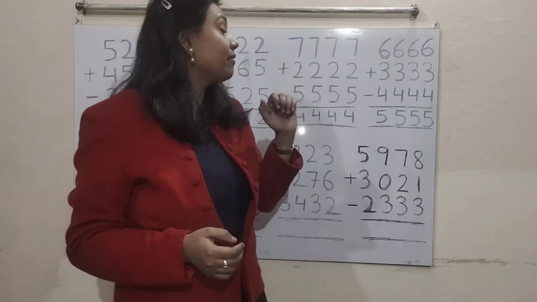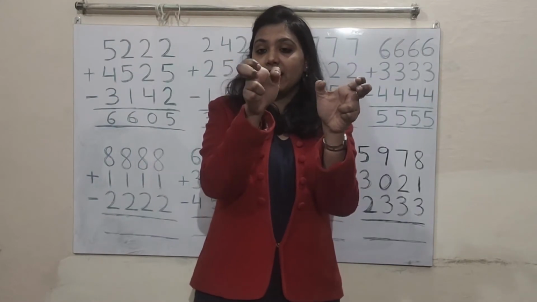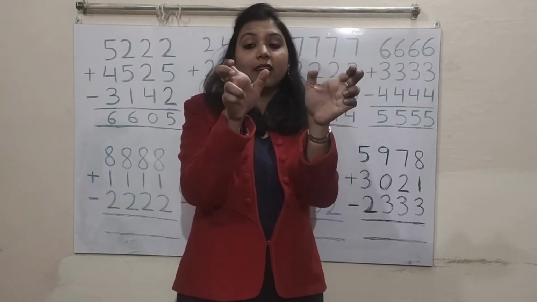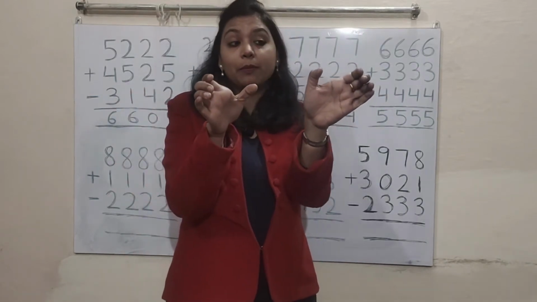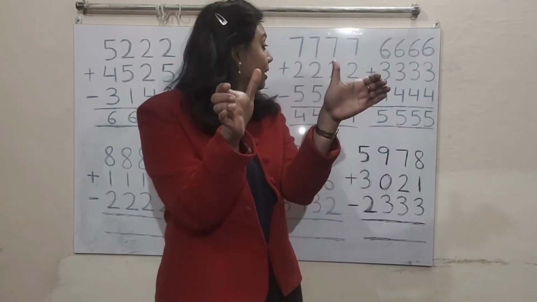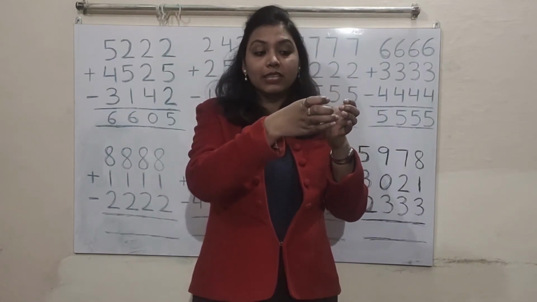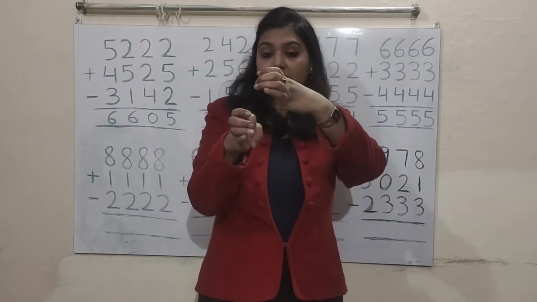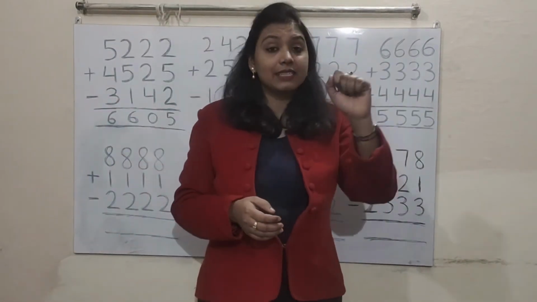Next, 7,777. Plus 2,222, plus 2,000, plus 200, plus 20, plus 2. Minus 5,000, minus 500, minus 50, minus 5. Now count. 1,000, 2,000, 3,000, 4,000, 100, 200, 300, 400, 44. 4,444 is the answer.